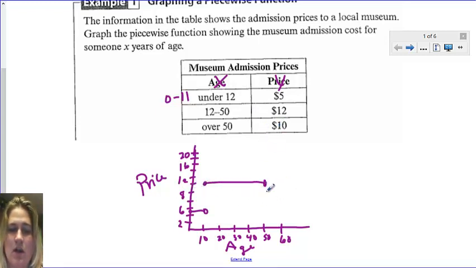So we're going to go down just a little bit to the $10 mark. It's going to be open, and it continues on in that direction. Okay, and we should show an arrow because this would look like about 80, and it doesn't say that you can't come to the museum if you're over 80, so it's including any age after 50 years old.